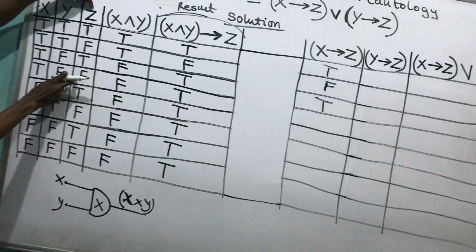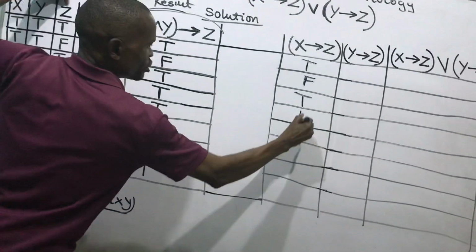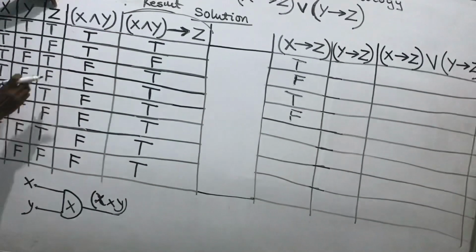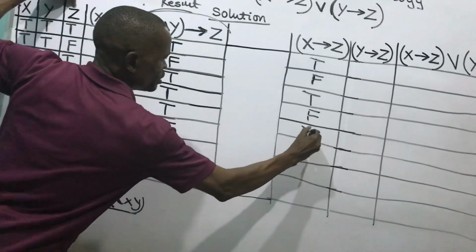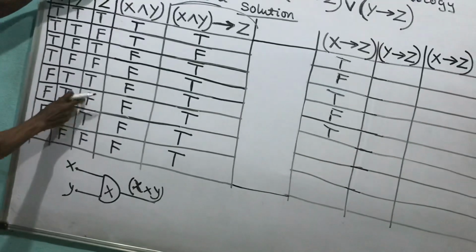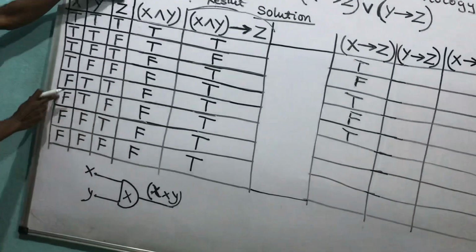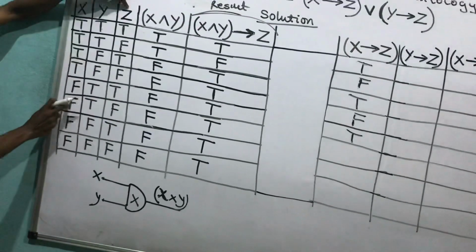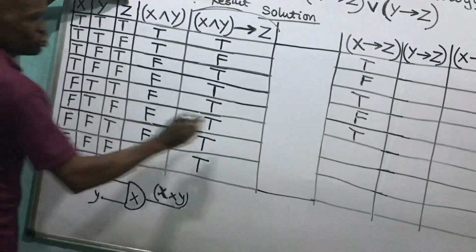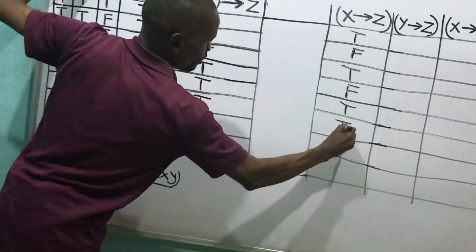What's the value of Z here? False. I'm going to write false here. Then what's the value of Z here? True. I'm going to write true here. Then what's the value of Z here? Look at the value of Z here, and look at the value of X I'm comparing it to, which is what? False. It's going to change it to be what? True. So I'm going to write true here.